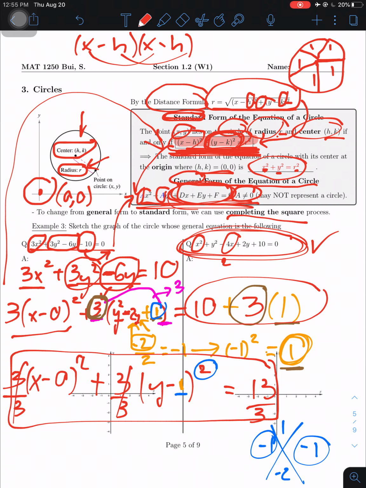I'm running out of space, that's why I'm doing it like this. But in the quizzes or in the test, make sure you rewrite it and then box it. Okay, don't just slash them out and box them like me in here.